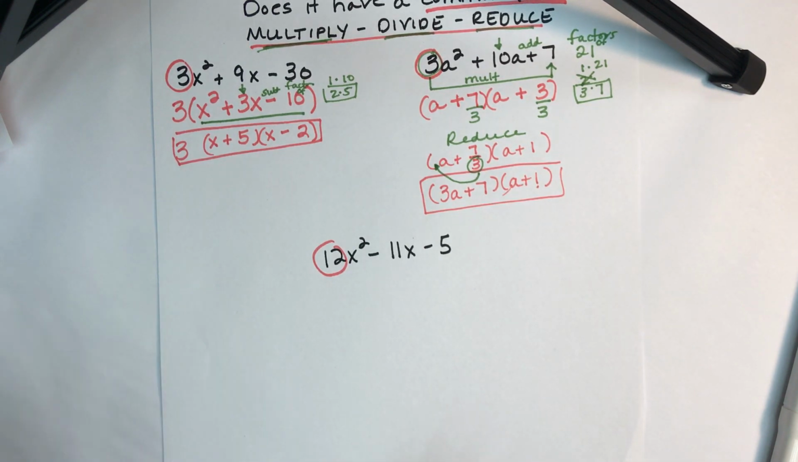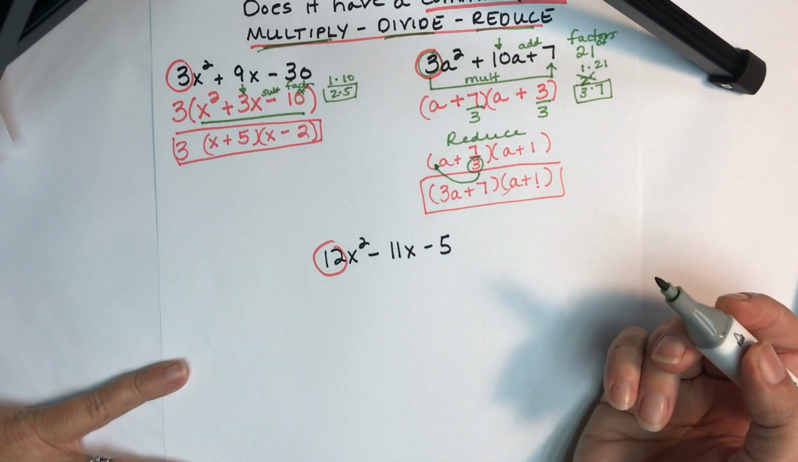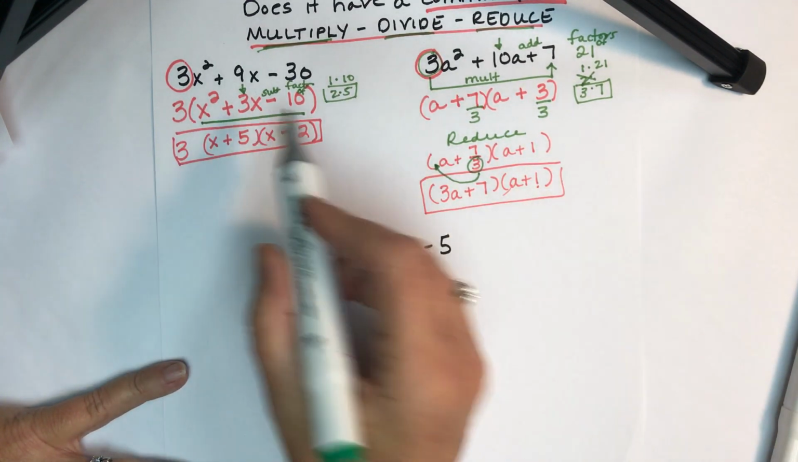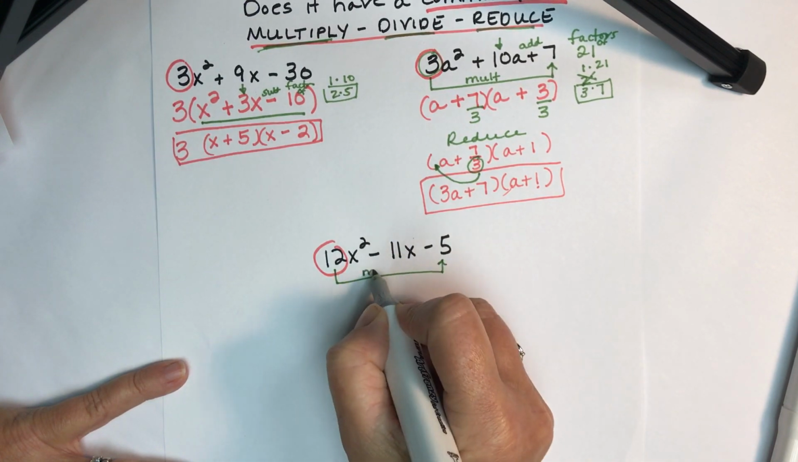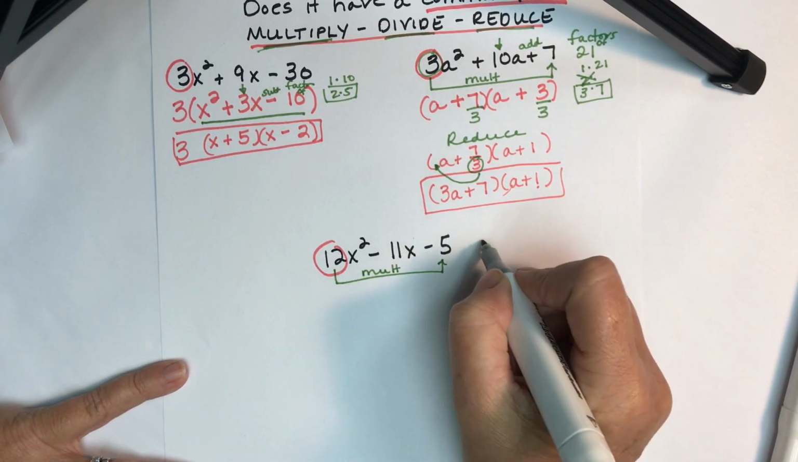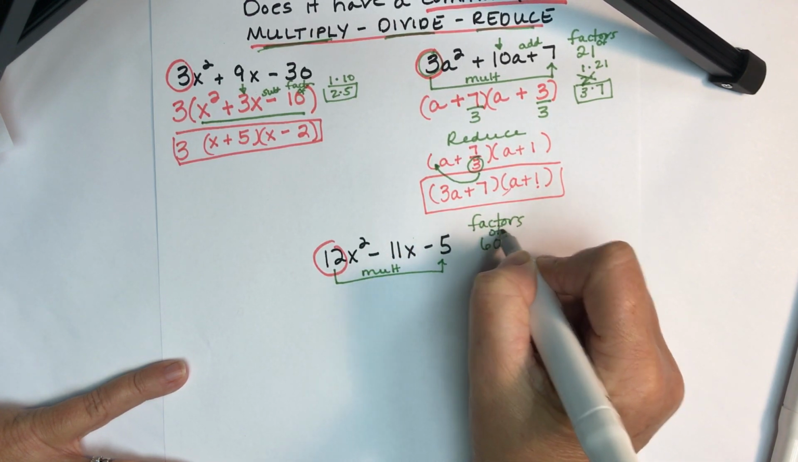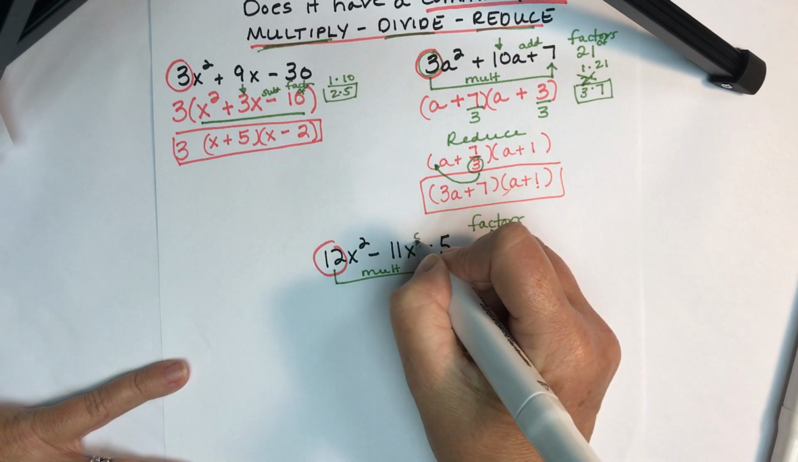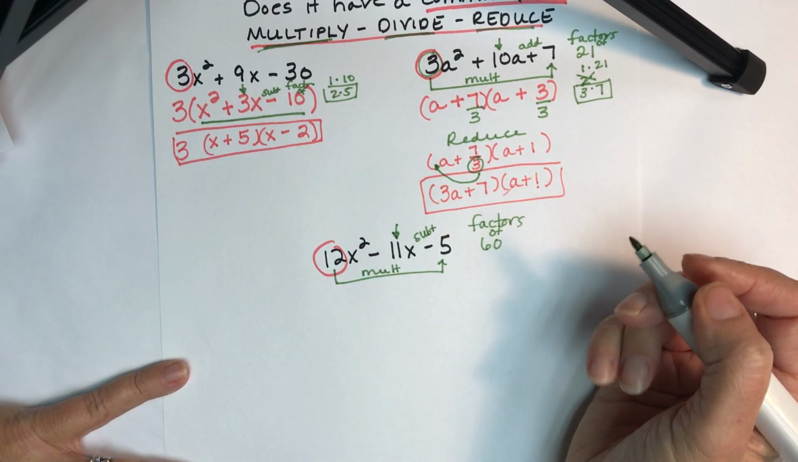Okay, let's look at this last one. Same thing, a little bit harder. There's not a common factor. There's no number that'll go into 5, 12, and 11, so we aren't going to do the common factor. We're going to do the multiply, divide, reduce. So first we're going to multiply and say 12 times 5 is 60. And that's what I want to look at, factors of 60. I'm still going to read the rest of it back, that subtract to be 11.